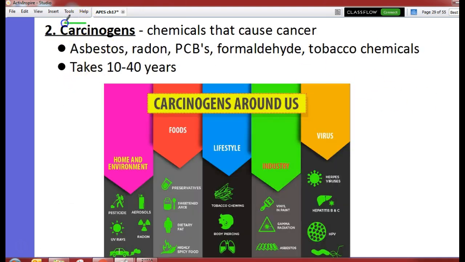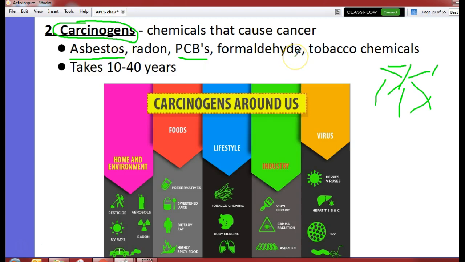Carcinogens. Notice this sounds very similar to the word cancer. A carcinogen is a chemical that causes cancer. There are lots and lots of carcinogens around us. Examples are asbestos. Does anyone remember where we find asbestos? Asbestos is in old walls or in old foundations. They used to use asbestos, and it has those little fibers, and they get in your respiratory tract and can cause lung cancer.